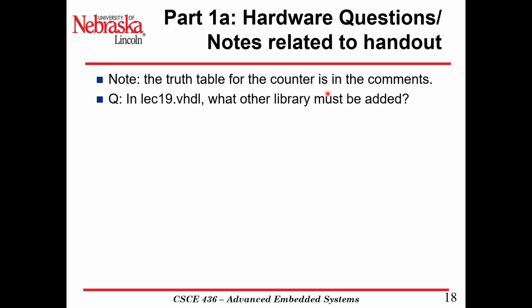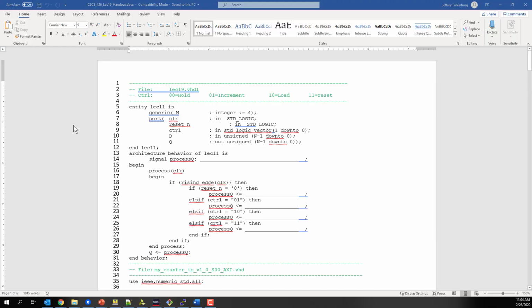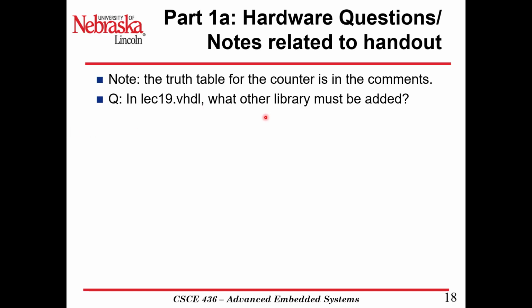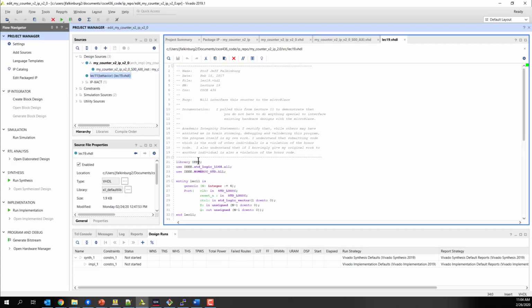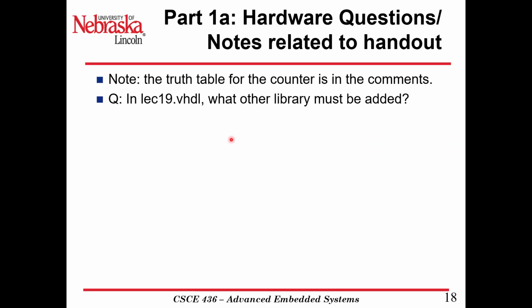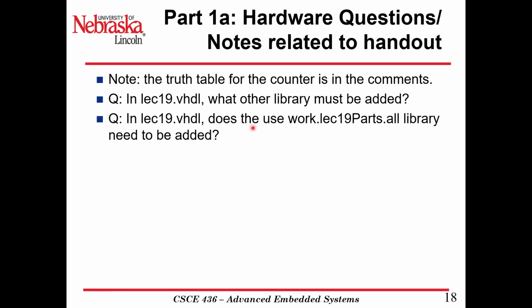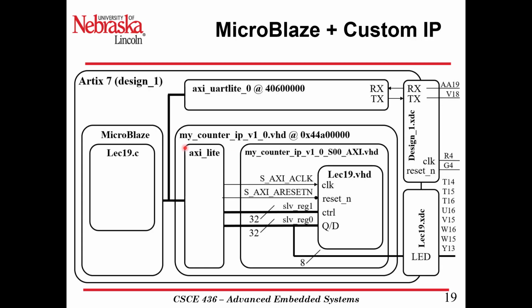In lecture 19 VHDL, what other libraries must be loaded? If you look at this handout, what libraries do we need? Obviously, we need the IEEE logic, just like you would normally see in the file. IEEE standard logic, and the numeric standard, right? Because we're counting up. Do we use the work lecture 19 parts at all? No, right now we're not, just because I was not able to get Bravado to recognize those parts folders for IP cores.